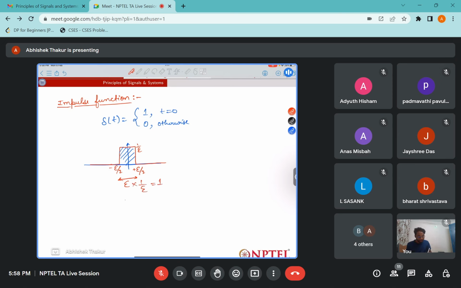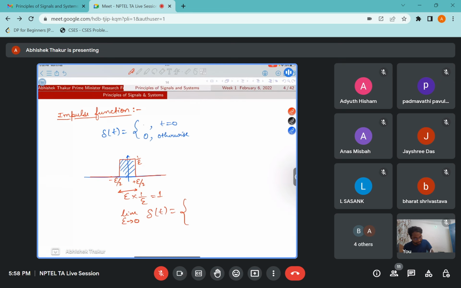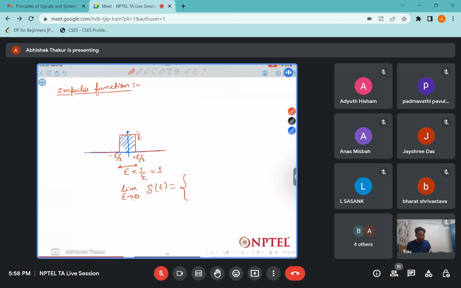In this, the limit epsilon tends to 0. Del t is equal to, sorry, it won't be 1 here, it will be infinite only. Yes, I will write it again, don't worry. First, let me discuss the concept. So here, when epsilon tends to 0, del t will be 1 by epsilon.